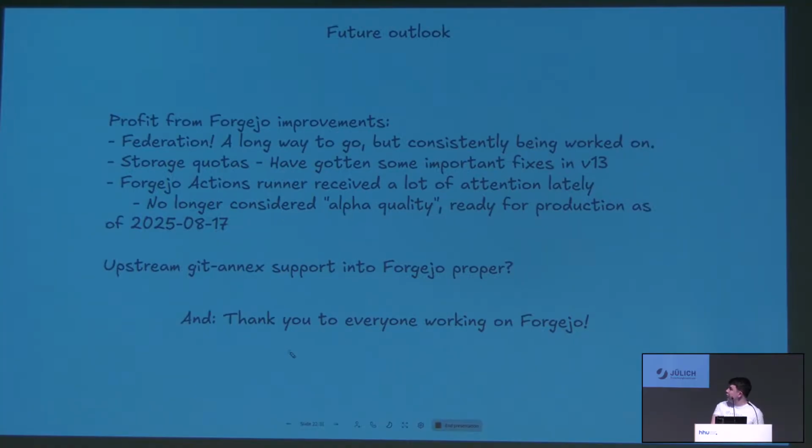So, future outlook. I'm pretty hyped about what's coming to Forgejo in the future, and we will by default profit from it because we're based on Forgejo. So there's federation coming. This has been a long time in the works already and has a long way to go as well, but it's being worked on, especially by Misa, I think. And I'm pretty hyped to see if we can get a decentralized federated data ecosystem from that.